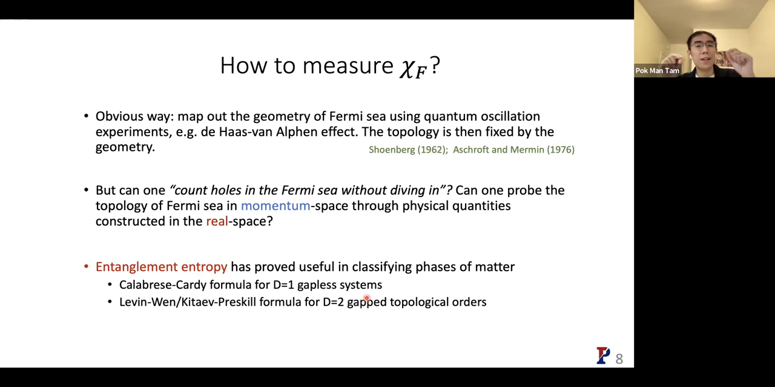People have known for a long time that the entanglement entropy has a finite size scaling, and there's a universal coefficient in front of the logarithmic scaling that probes the central charge. And there's also the Levin-Wen and Kitaev-Preskill formula that applies to 2D topological order. Actually, there are higher order generalizations of that, which allow one to use entanglement entropy to probe the quantum dimension, which is something about the robust properties of the anyonic excitations. Because of these examples, it motivates us to also use entanglement entropy and try to probe chi_F.